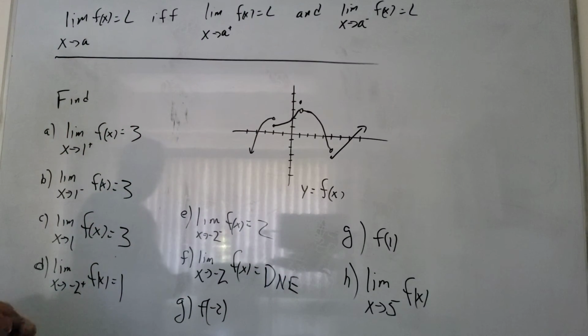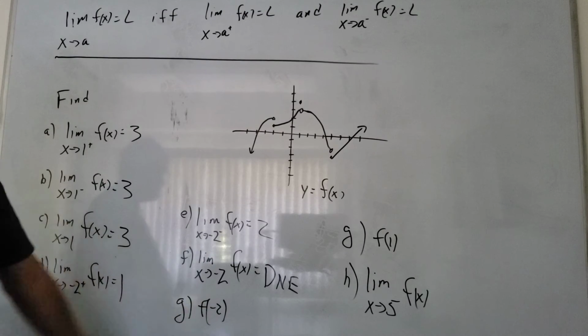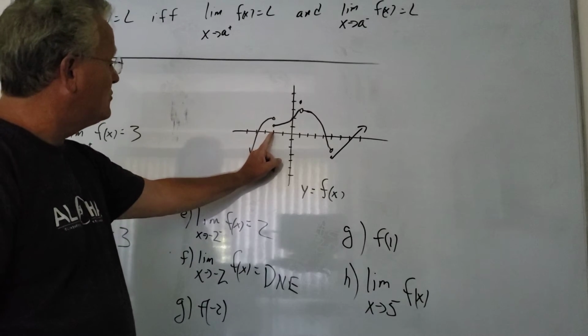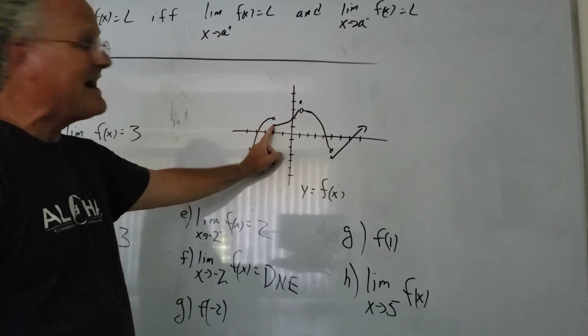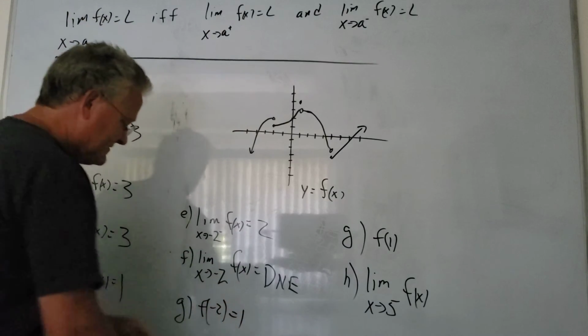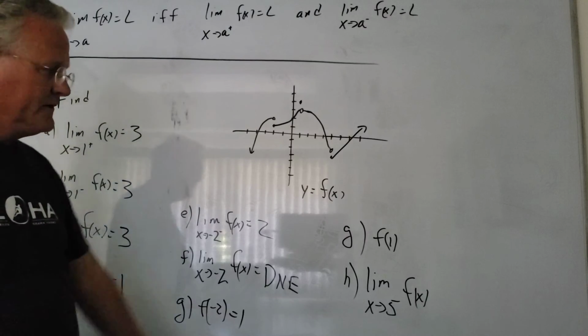So what we say is this limit does not exist, and we write DNE, does not exist. All right, this notation, what is the value of our function when x is -2? Well, when x is -2, what is our actual value? That's where the solid dot is. The value of my function is 1. This is really just back to basic algebra. There's no limit here.